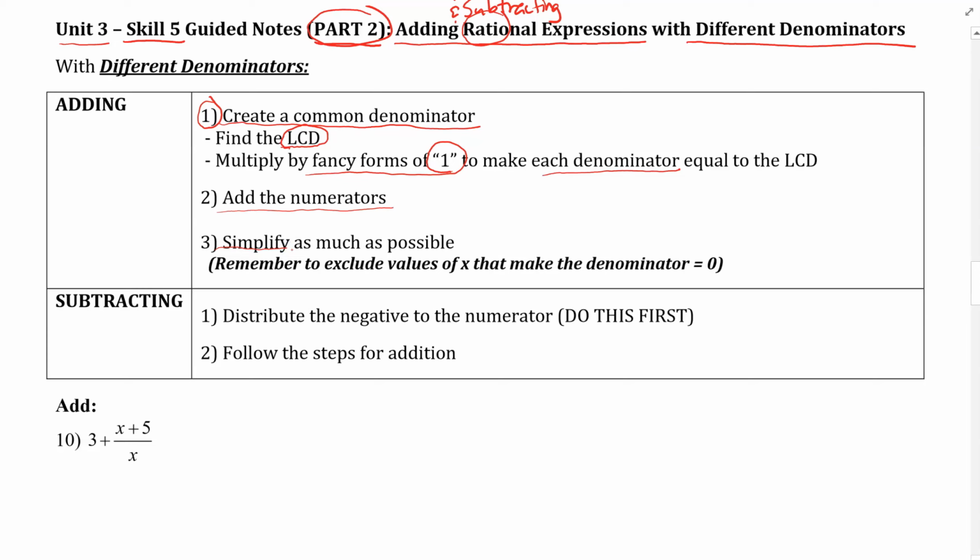And then subtracting is also very similar. You need to distribute the negative to the numerator. That's basically the only difference between adding and subtracting. After that, you just follow the steps for addition. But I will emphasize that before we follow the steps for addition, before we even try to create a common denominator, you're going to want to distribute that negative first.